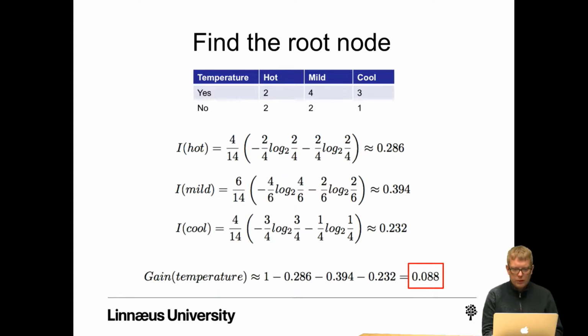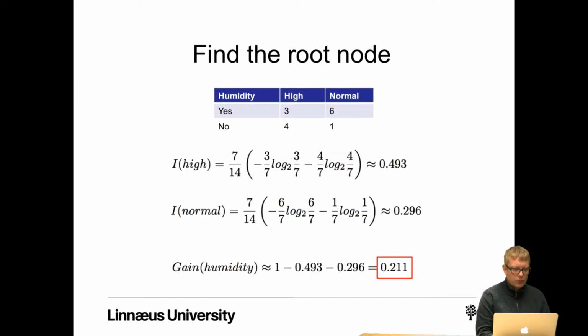We have 4 examples of hot out of 14 total examples. 2 of these are in the yes category and 2 are in the no category. And the result value is 0.286. For mild, we have 6 examples out of 14, and 4 of those are in the yes category and 2 are in the no category. And the information is 0.394. We do the same thing with cool, and when we take 1 minus all these values, we find the information gain for the temperature attribute to be 0.088.